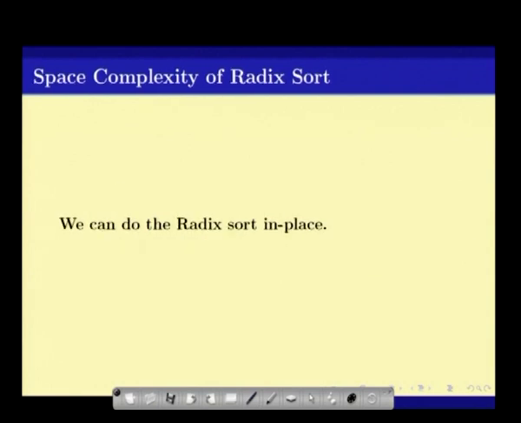In the case of space complexity, although the way I have described it, we have to make the buckets separately and so on, it turns out that one can do this radix sort in place. That means we can reuse this set S.